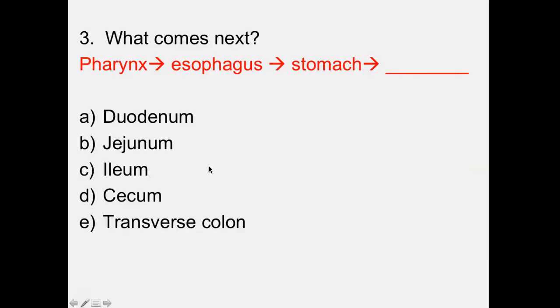And then let's talk about, so what comes next? Concept check. Pharynx, then the esophagus, then the stomach, and then what? Your answer should be A, the duodenum, right? If you look at your outline, there are three segments of the small intestine. The first part, which I talked about already, is called the duodenum. It's only about 10 inches long, but it's really, really important for absorbing nutrients. The second part of the small intestine is called the jejunum, and the third part is called the ileum.